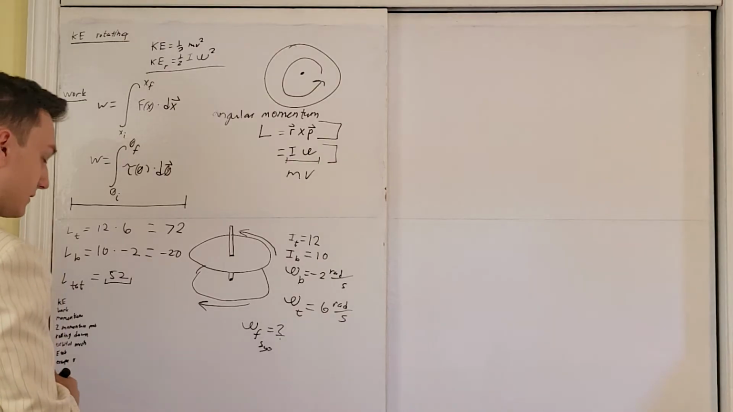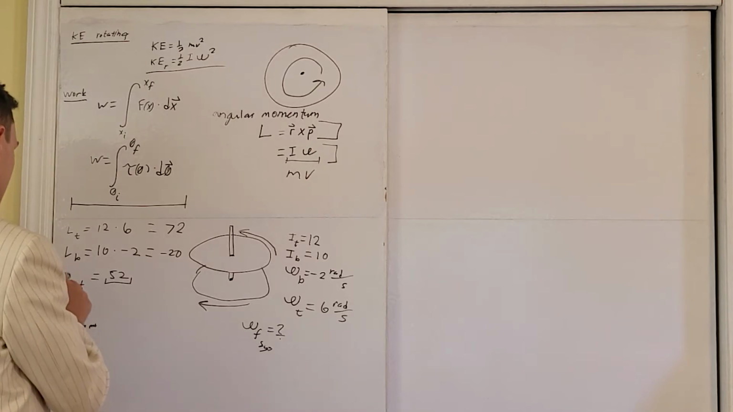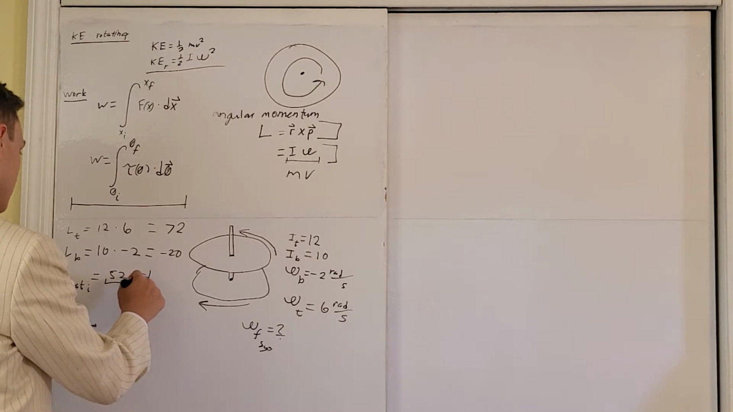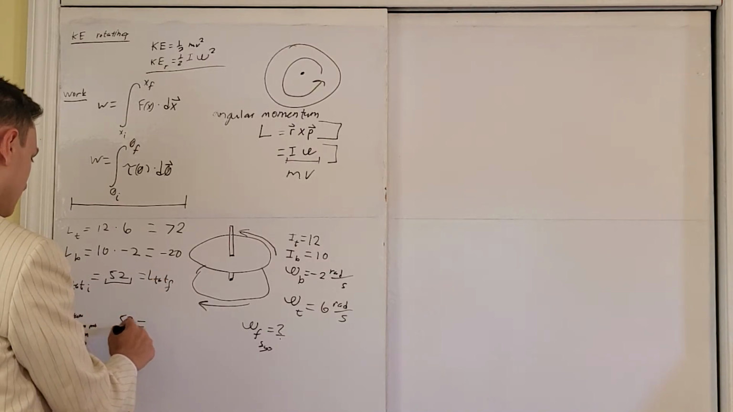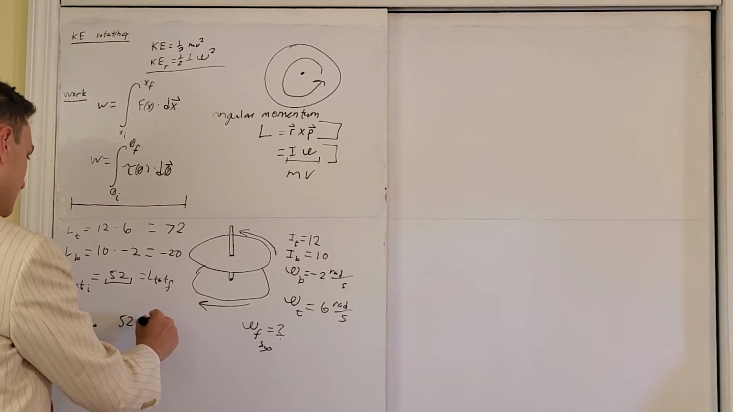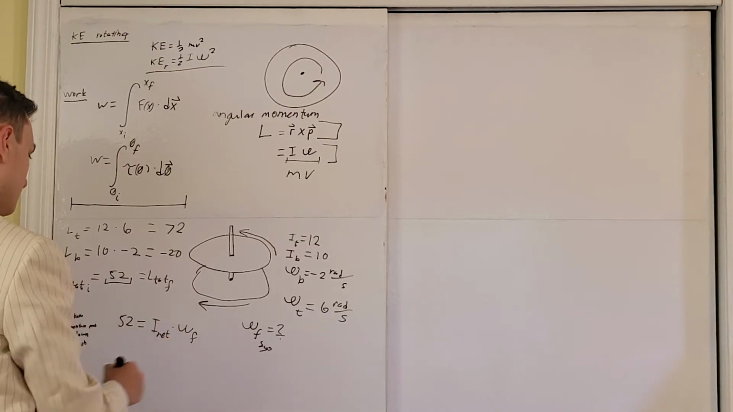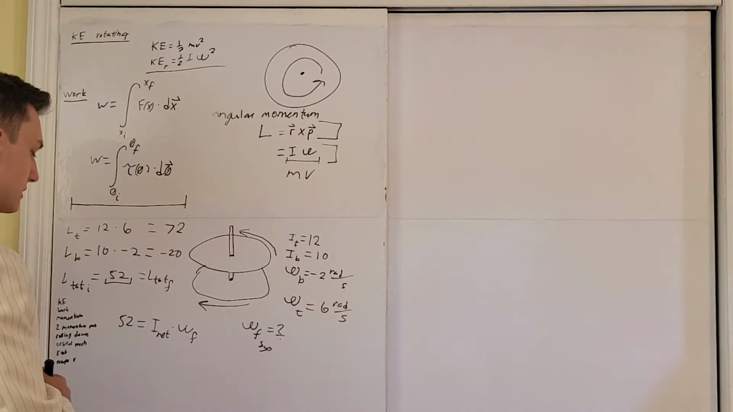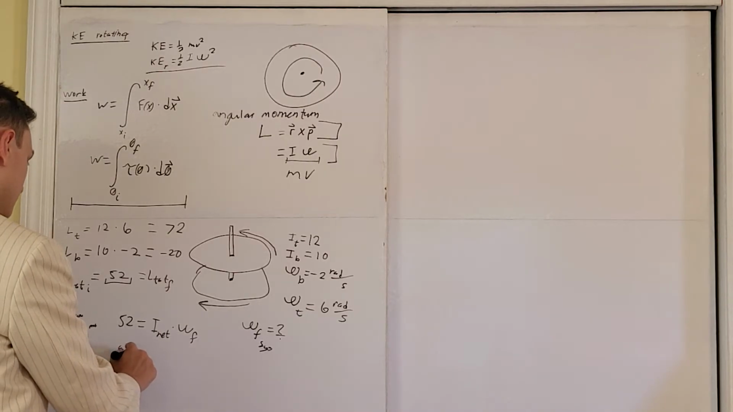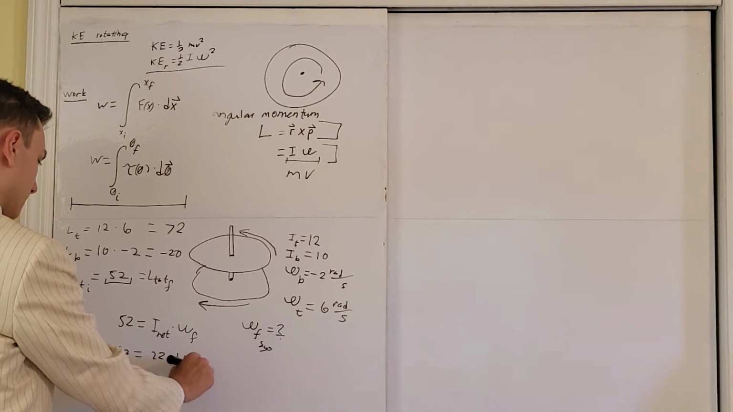This value, conservation of angular momentum, still exists. Momentum is always conserved. So our total initial angular momentum has to equal our total final angular momentum. So therefore, we're going to write that 52 is equal to the net moment of inertia times the net final velocity. From the previous unit, you will know that since both of these disks are spinning around the same axis, the net moment of inertia is just the sum total of the component ones. 52 is equal to 12 plus 10, 22, times our final angular velocity.